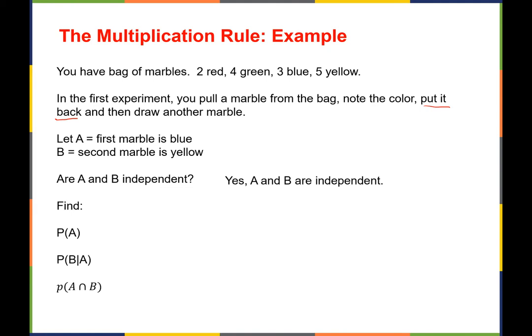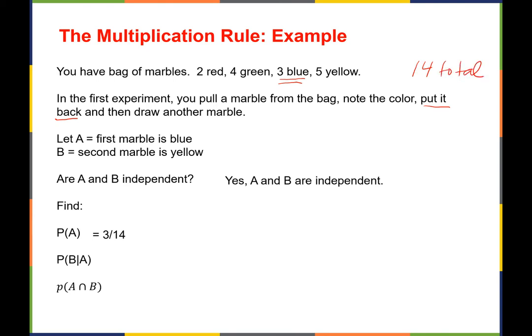Thinking about that, we know that we can find some probabilities a little bit easier. Let's find the probability of A, ignoring that B occurs. We just want the probability that the first marble is blue. There are 3 blue marbles. How many are there total? 6, 9, 14. So the answer is going to be 3 out of 14: 3 blue, and 14 total marbles.